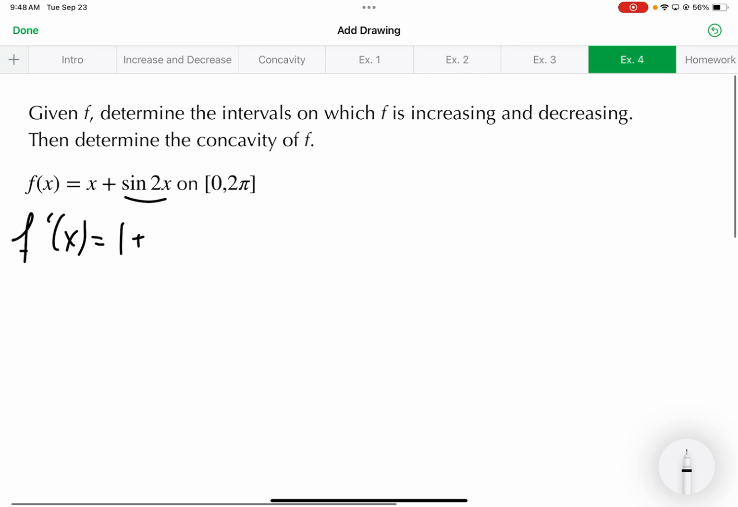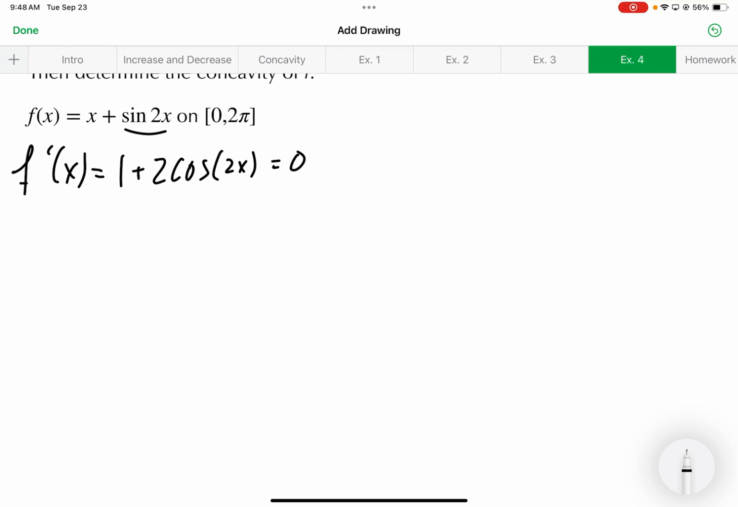Do you want to think about it like u's and y's? Go for it. I would just think about it as: I have to take the derivative of my outer function with my inner function still inside, and then multiply it by the derivative of that inner function. So the derivative of sine is cosine. So cosine 2x is still in there, but I need to multiply it by the derivative of 2x, which is 2, and I'm going to put that in front of cosine. So 1 plus 2 cosine 2x, okay? All right, now I need to set that equal to 0. This is where the fun begins.